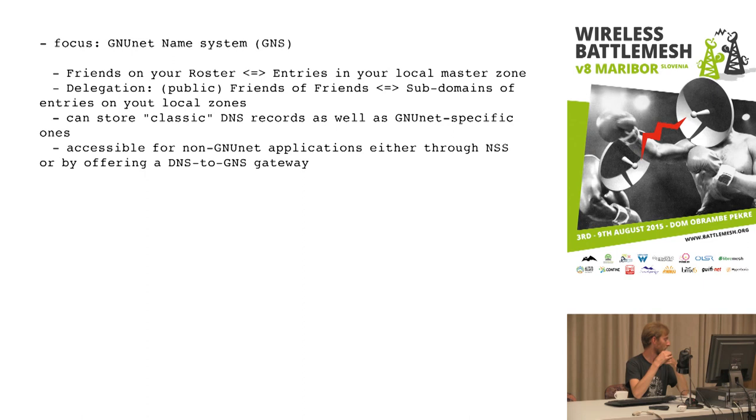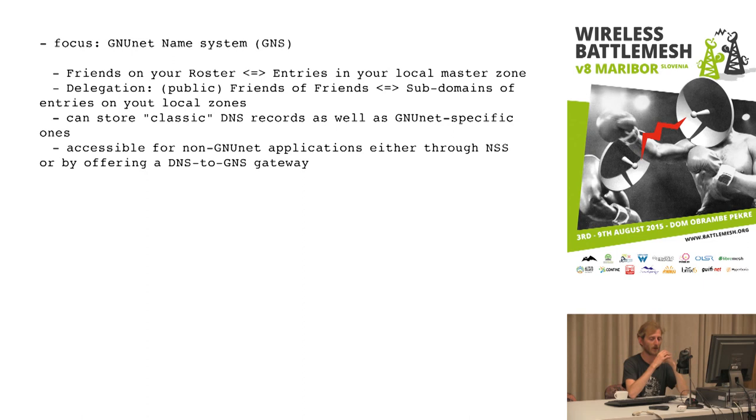But having a truly decentralized naming system with the possibility to delegate subzones of your private zone to other people is a very nice option. You can imagine having a zone maintained by each wireless operator, which may each have several routers and would just enumerate the public keys of the routers in a readable, human understandable, memorizable form, just like what DNS is for IP addresses. It can also store classic DNS records, so you can have A and quad A IP version 6 records in there.